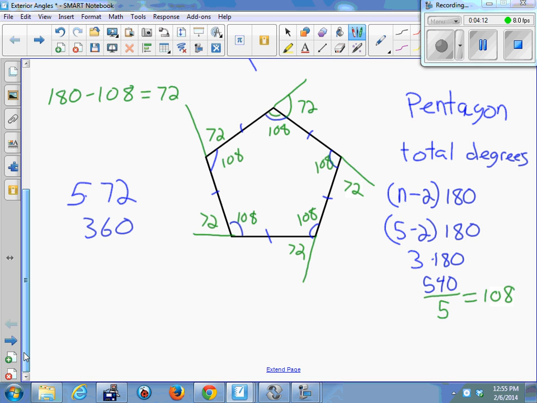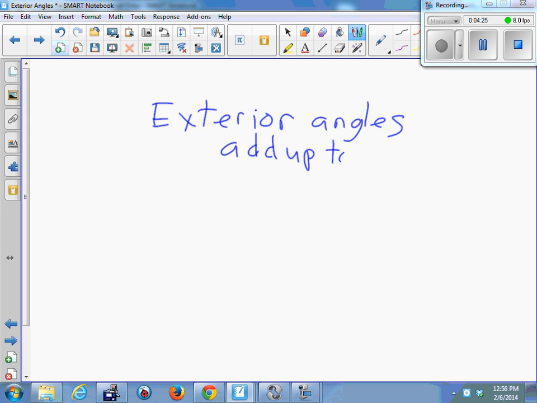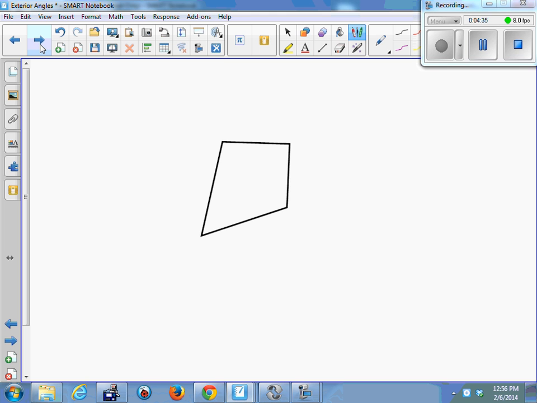Our rule is that on the outside, the exterior angles add up to 360 degrees. No matter what the shape, 5, 6, 7, 8 sides, it doesn't matter. They always add up to 360. So we have this shape here. This is a quadrilateral. We know that because it's a 4-sided figure.